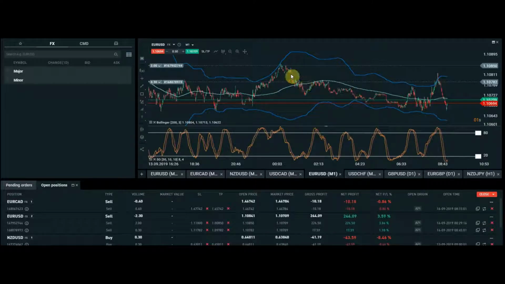The closing of the trade would be when price crosses through the lower Bollinger Band and the stochastic is oversold. So we can see it's oversold here below the white line, but the price hasn't crossed the Bollinger Band yet. And as price continues to fall, the Bollinger Bands are falling with it.